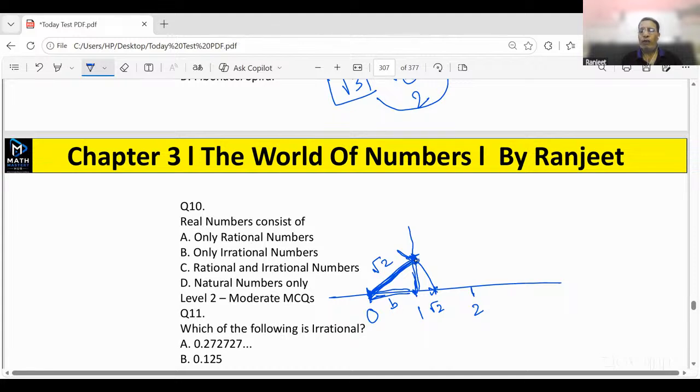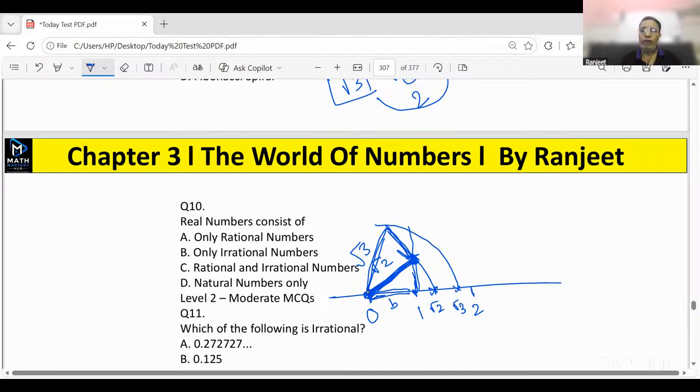Now from this point, I will create another perpendicular on this line. If I take 1 unit here and join this, then this becomes root 3. And if I take this as the center and this as the radius and make an arc towards this side, it comes here. This point is known as root 3.